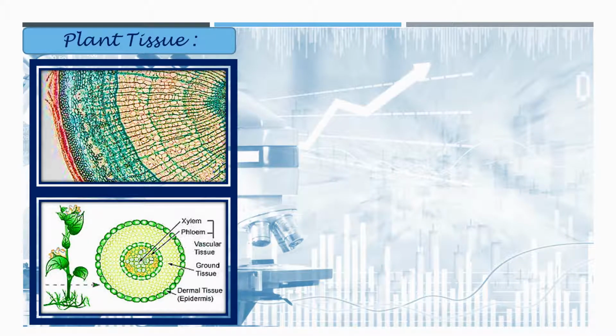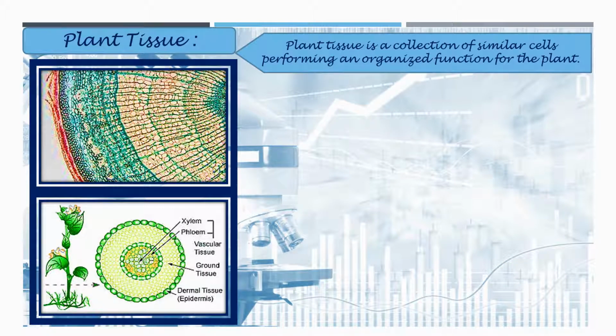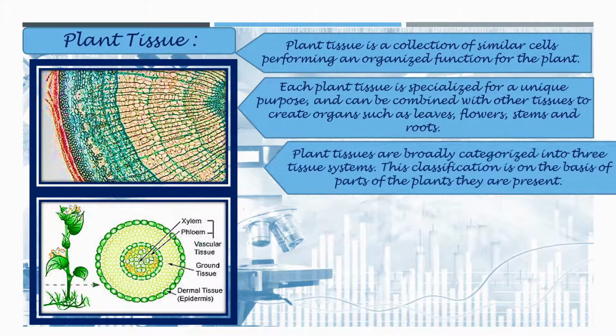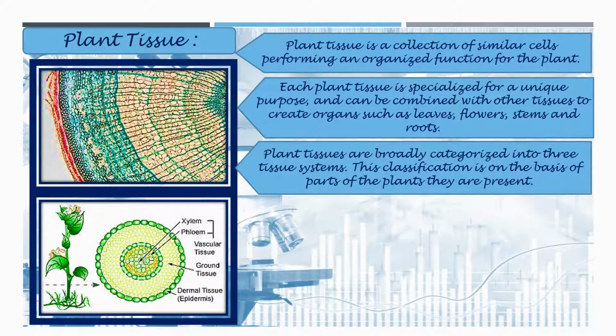Plant tissue is a collection of similar cells performing an organized function for the plant, and each plant tissue is specialized for a unique purpose and can be combined with other tissues to create organs such as leaves, flowers, stems, and roots. And plant tissues are broadly categorized into three tissue systems, and this classification is on the basis of the parts of the plants they represent.